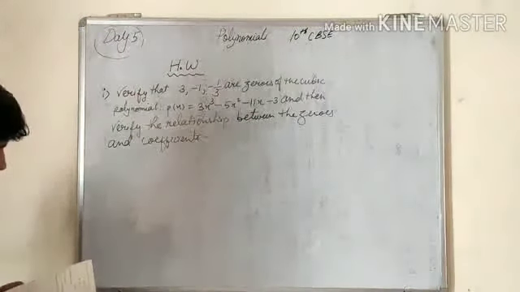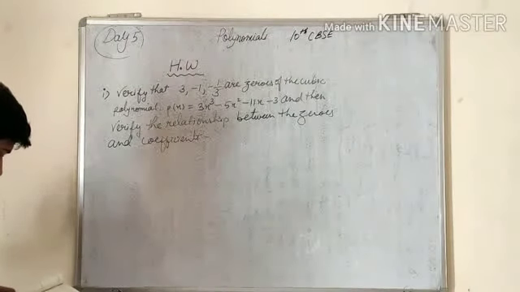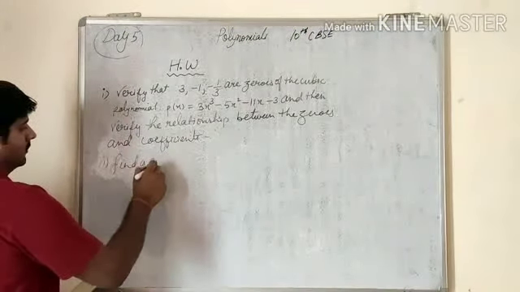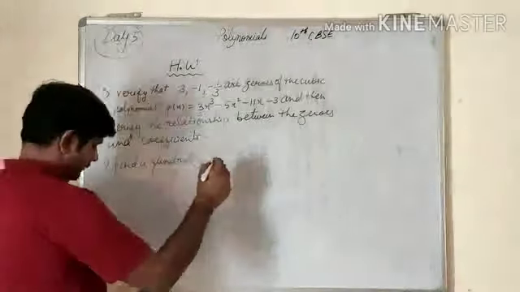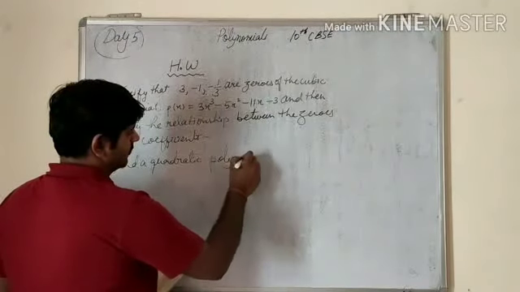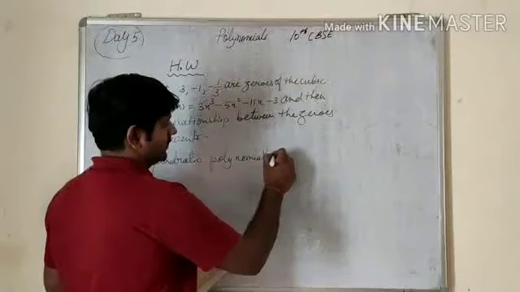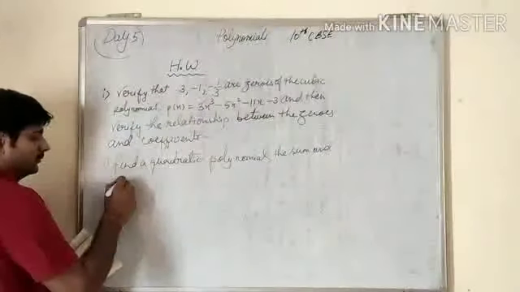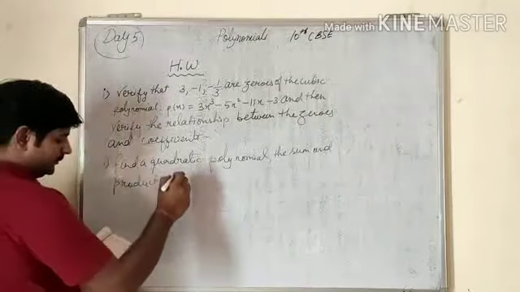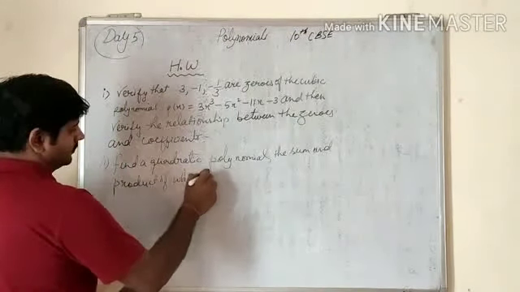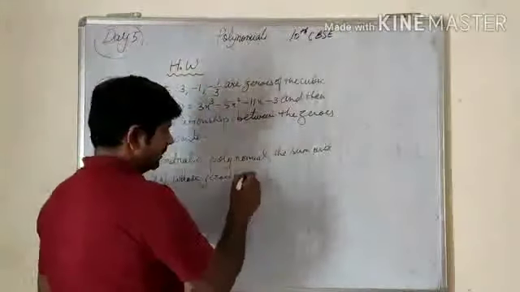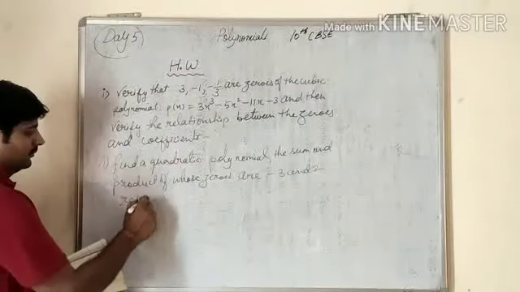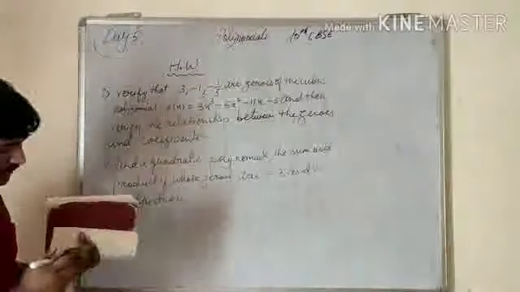And the second question, which is: find the quadratic polynomial, the sum and product of whose zeros are minus 3 and 2 respectively. Please write down this homework.